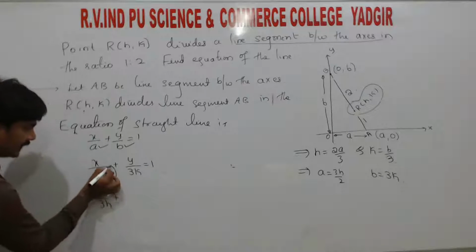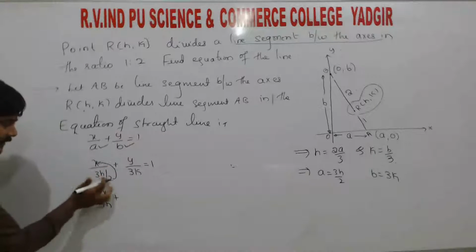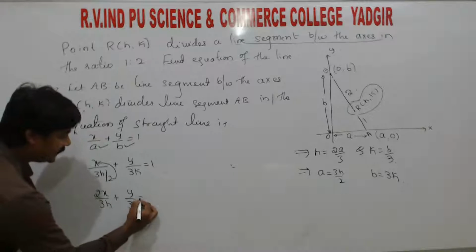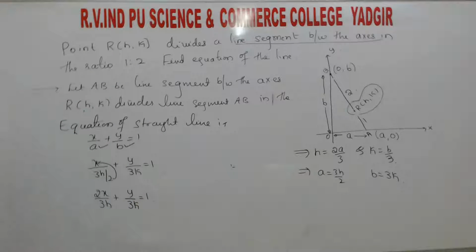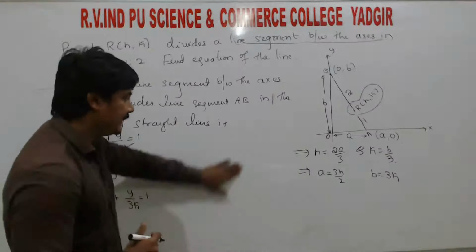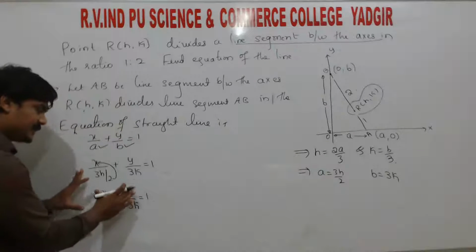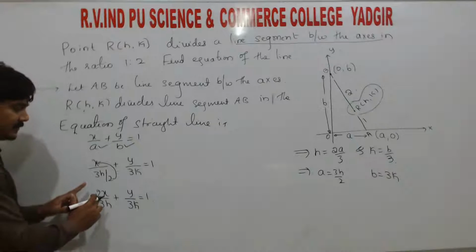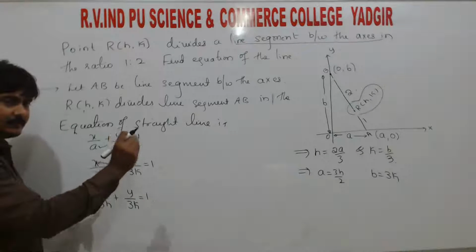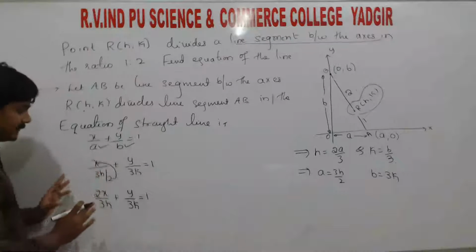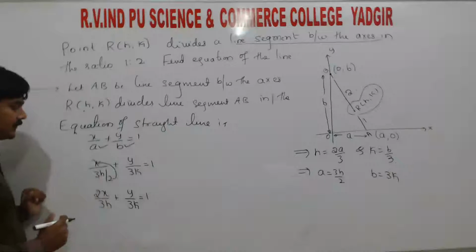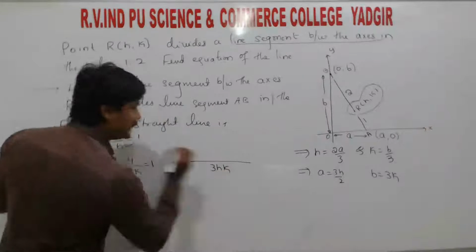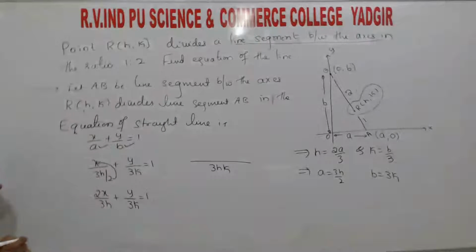This whole denominator will move to the numerator, so it becomes 2x by 3h, y by 3k equals to 1. So let us take now the LCM. This equation of straight line, now, in the end, in which form do we write it? We write it in the form ax plus by plus c equal to 0. So if we take the LCM, what happens? LCM will become 3hk. So 3hk will become LCM.